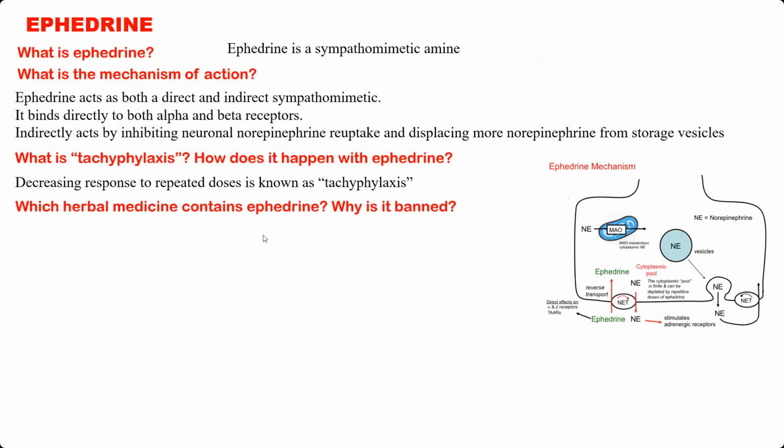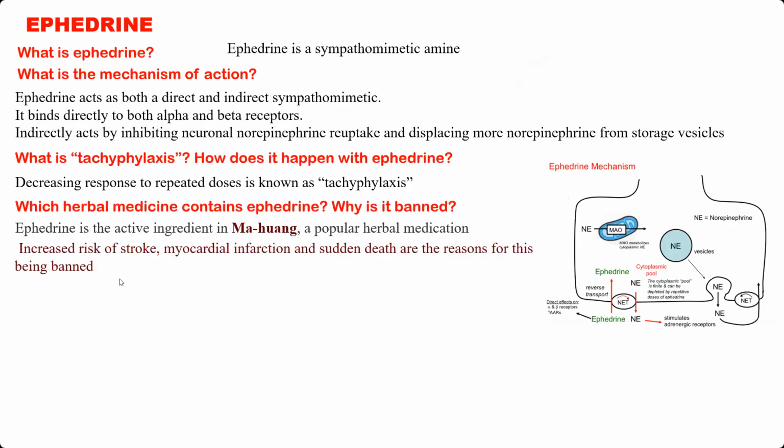What herbal medicines contain ephedrine? Why are they banned? Any idea? The prize question. Anybody who wants to get a university rank has to answer this. Ephedrine is an active ingredient in Nagaswamy, a popular herbal medication. Increased risk of stroke, myocardial infarction, and sudden death are the reasons for the drug being banned.